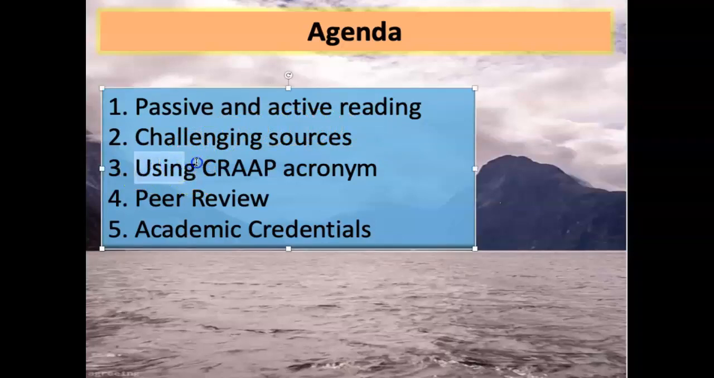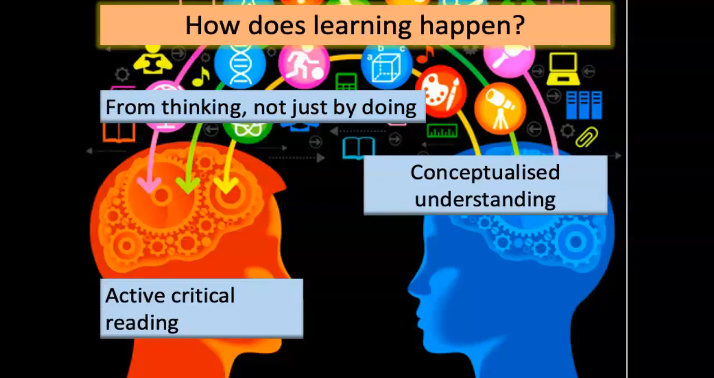And we're going to be introduced to the CRAAP acronym. This is used by North American universities a great deal. I will cover the RAVEN acronym as well, which is used in Britain a lot more. I'm also going to be talking a little bit about peer review, what that means and why that is so important in academic research. And I'm going to end the screencast by looking at academic credentials, how we actually check up on a particular researcher or author and see that they have expertise.